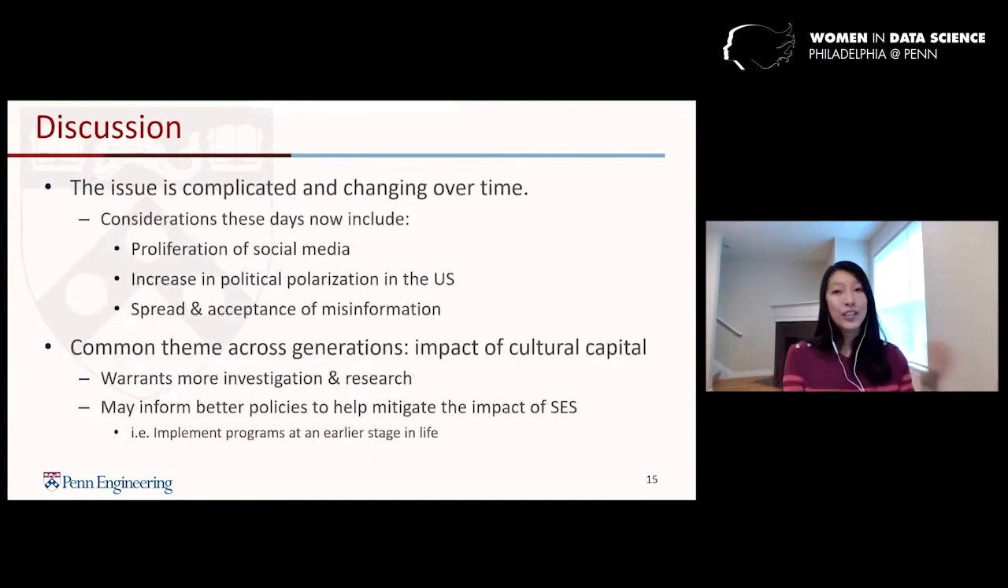So in conclusion, the issue is complicated and is changing over time, because considerations these days now also include the proliferation of social media, increase in political polarization in the United States, and the spread and acceptance of misinformation. But a common theme across generations is the impact of cultural capital, which warrants much more investigation and research, which also provides the next step for this research. The goal here is, if we can better quantify the impact of cultural capital, we may be better able to inform policies that help mitigate the impact of socioeconomic status.